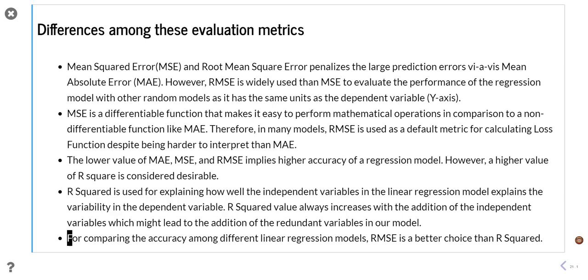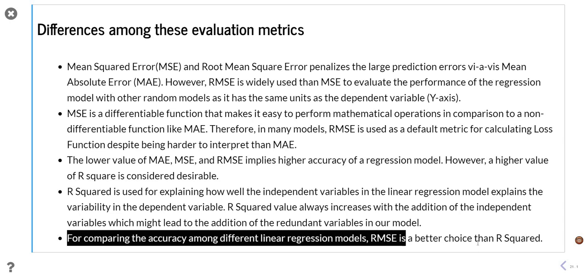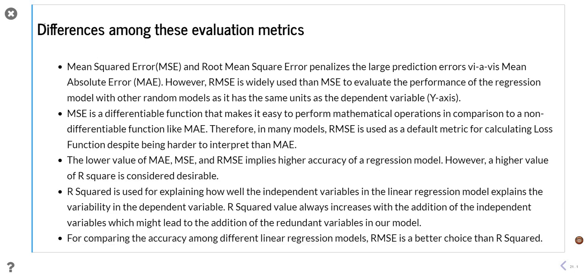For comparing the accuracy among various different linear regression models, RMSE is definitely a better choice. RMSE, the root mean square error, gives an overall loss function, which means it gives an overview of how well your regression model is performing. Okay, so these are some of the points. Take note that these points are very, very important.